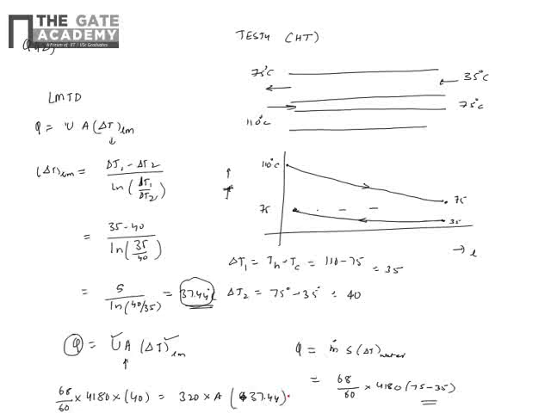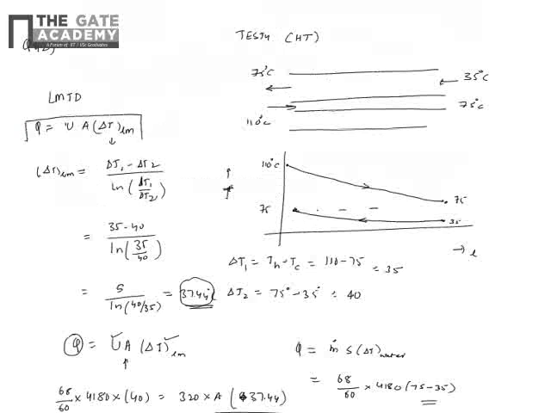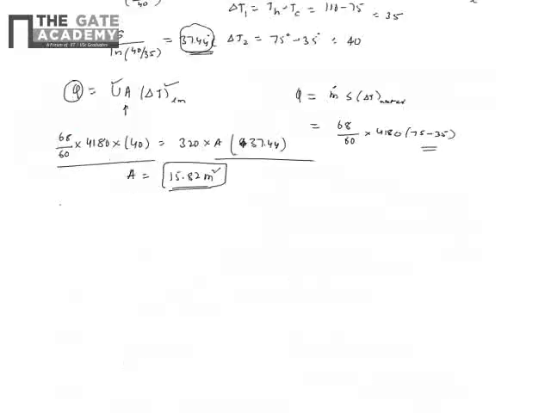When I do all this, everything is known, you just have to substitute and calculate the area. This comes out to be 15.82 meters square. So you have to apply this LMTD method. Delta TLM you will get from the temperatures, Q you will get from the water internal energy balance, and U is the overall heat transfer coefficient, which is given. So it's all there in the problem. So 15.82, the answer is C. Thank you.